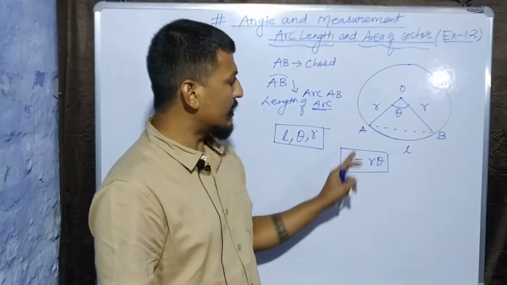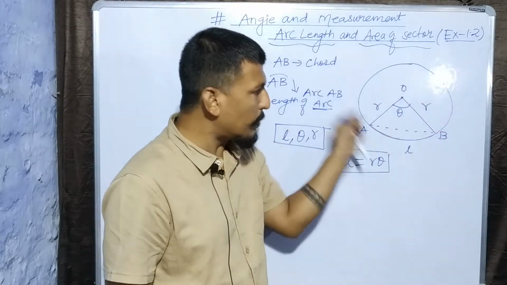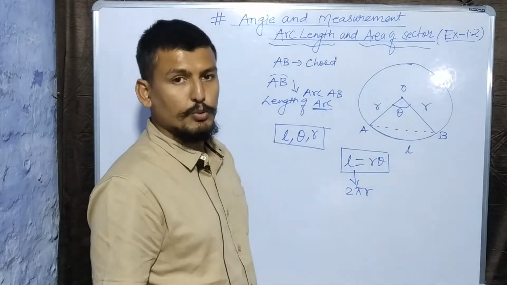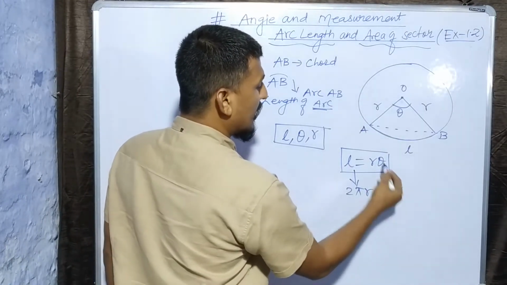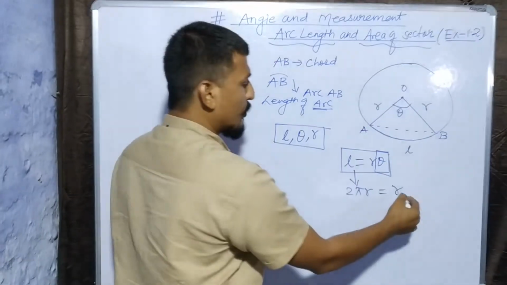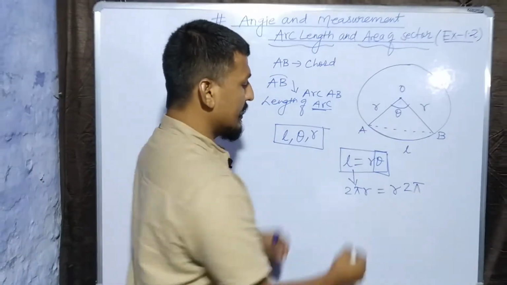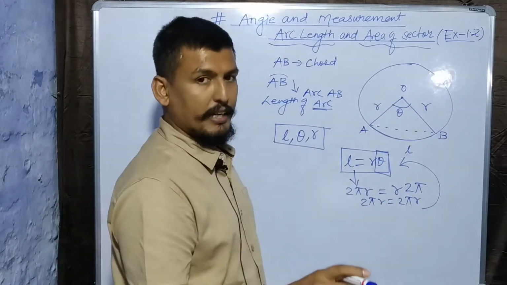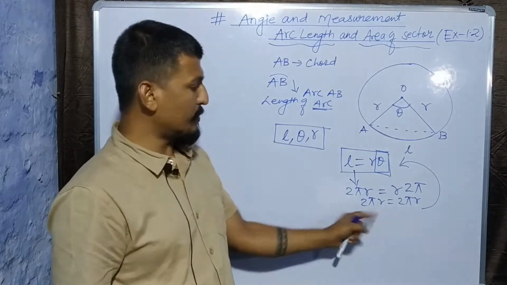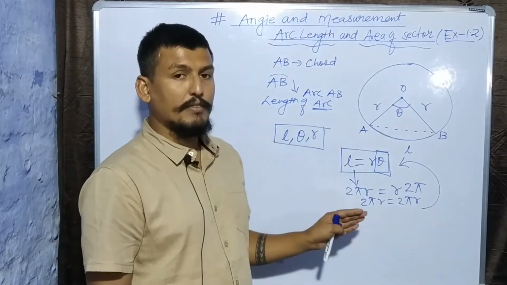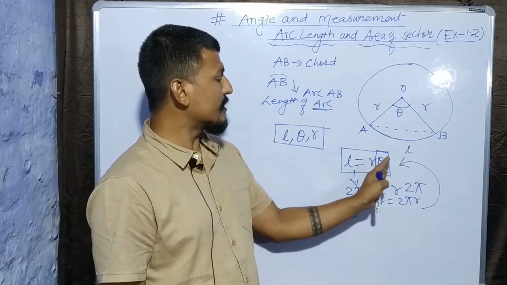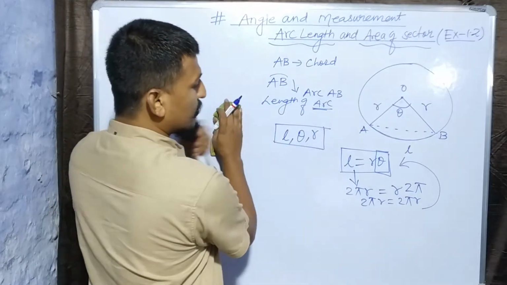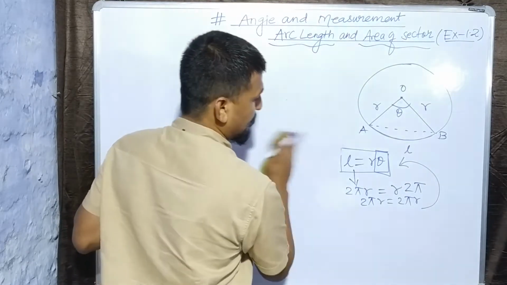If I take this AB as a complete circle, then L will become 2 pi R, here it is R, and theta will become 2 pi, one complete rotation. See the validity. We have 2 pi R equal to 2 pi R, so this equation is valid, right? This is used in physics for the principle of homogeneity. So L is equal to R theta. We have a relation between length of arc, radius and central angle theta. In this exercise we'll use the formula L is equal to R theta.